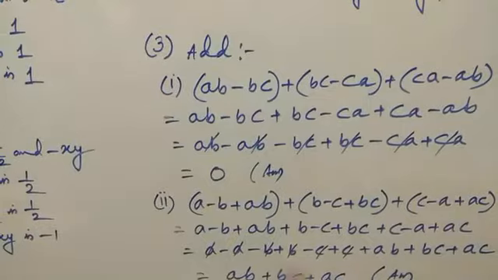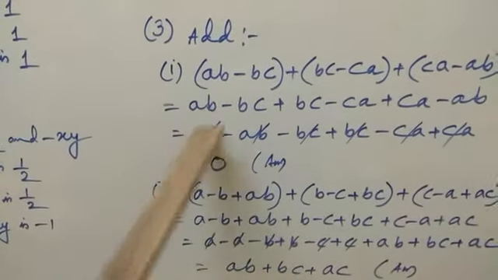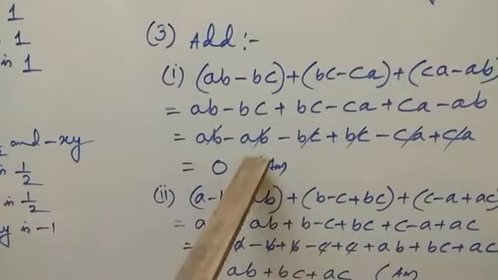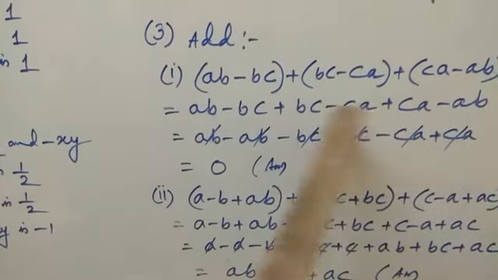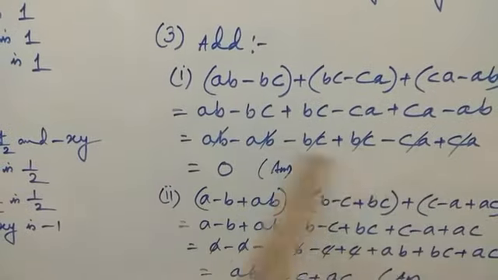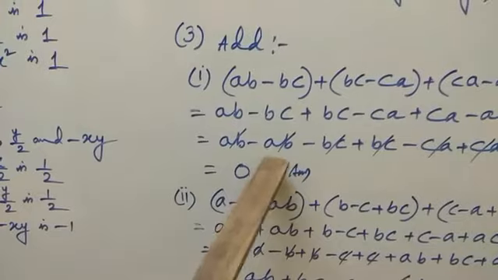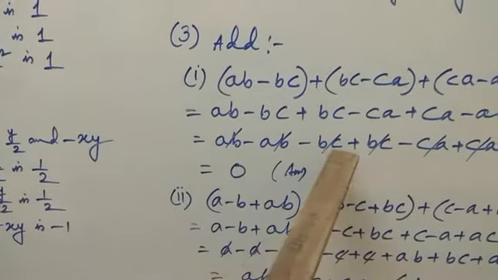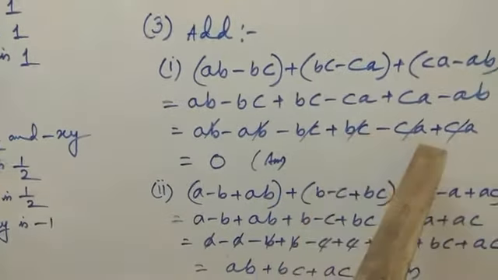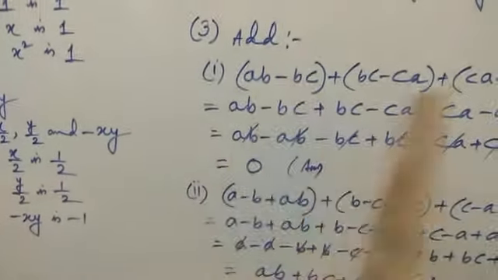Now arrange the like terms. AB and AB are the two like terms. So AB minus AB, minus BC plus BC, minus CA plus CA. After arranging the like terms, plus AB minus AB is 0, minus BC plus BC is 0, minus CA plus CA is 0. So it is equal to 0. So the sum of these three expressions is equal to 0.